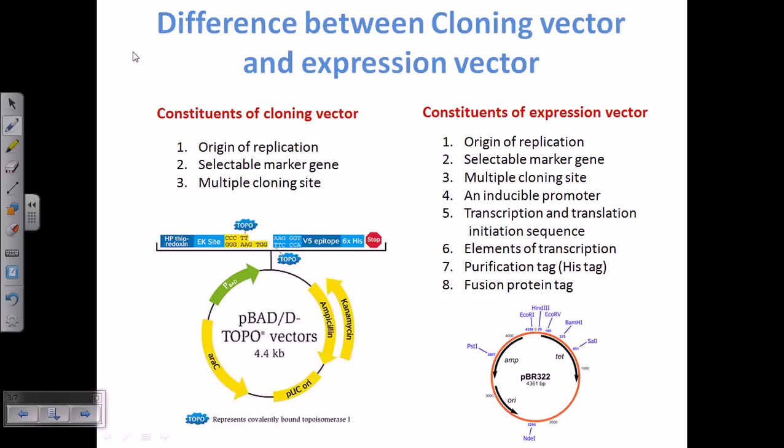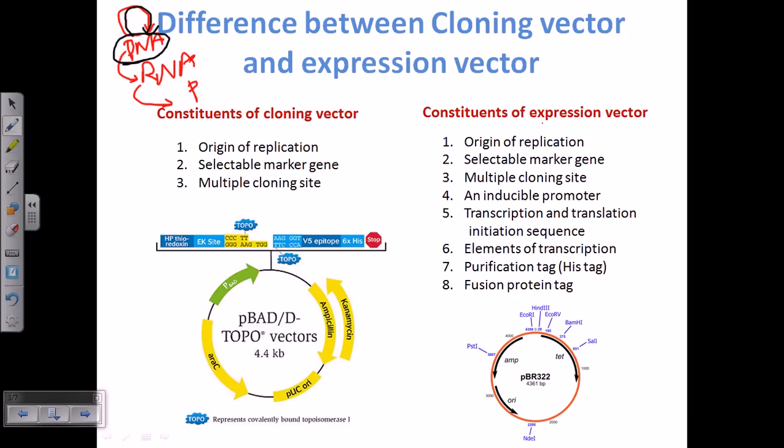So if we look at the central dogma of biology, from DNA we are having the RNA, and from RNA we are having the proteins, right? So from DNA to RNA is transcription, from RNA to protein is translation, from DNA to DNA is replication. Now the job of the cloning vector ends at this point of DNA to DNA. So the cloning vector works only up to the DNA level, not to the RNA and protein level.